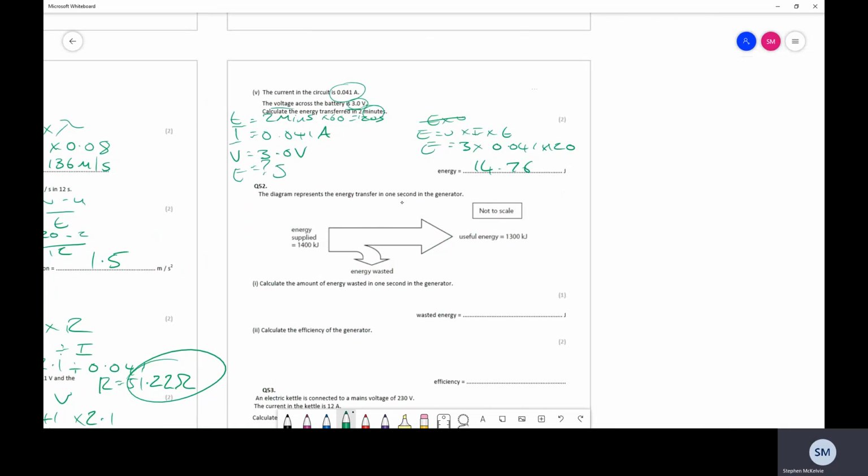Energy represents the energy transfer in 1 second in the generator. Nice generator. Energy supplied 1400 kilojoules. Look at that little k. They think we're going to be confused.